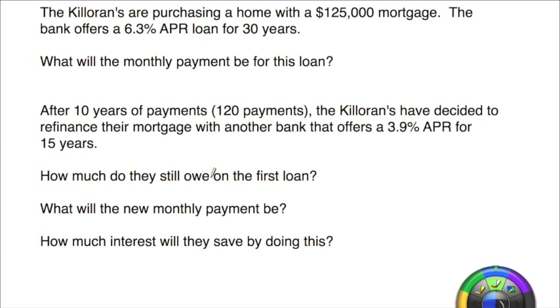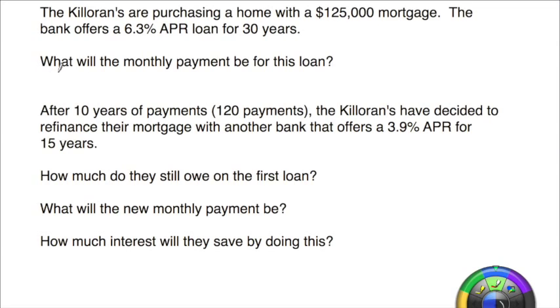Here's a multi-part question about loans, in this case a mortgage, and there's going to be a lot of things that I'm going to ask about this, but most of them are answerable with a spreadsheet pretty simply. Alright, so the Calorans are purchasing a home for a $125,000 mortgage. Now that doesn't include any down payment or the points paid or any of that weird stuff on top of the cost of a house. The bank offers a 6.3% APR loan for 30 years on how much you're going to be borrowing.